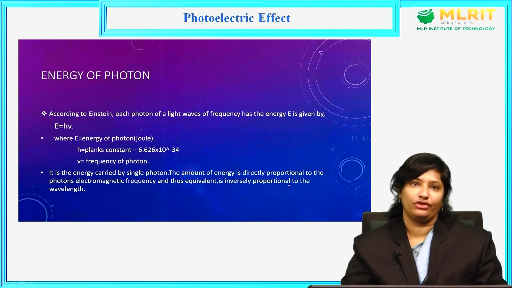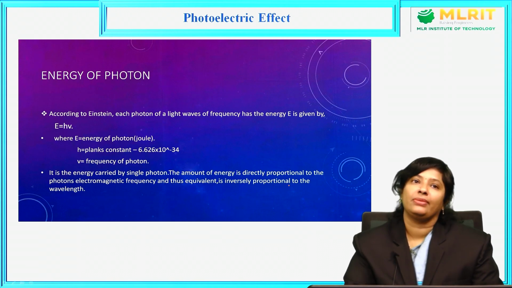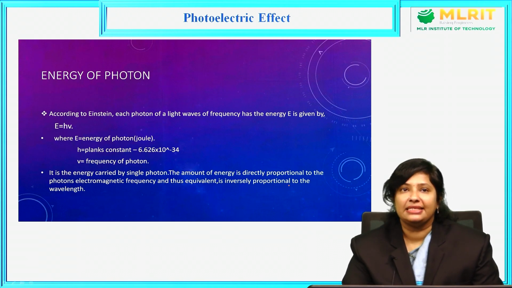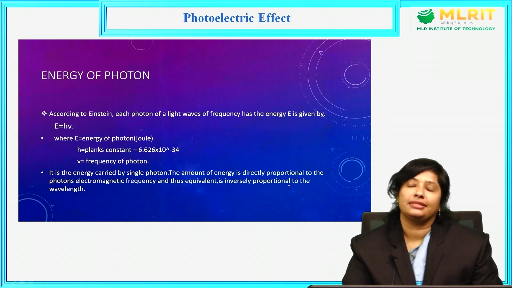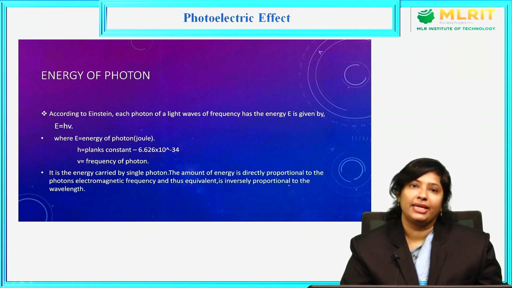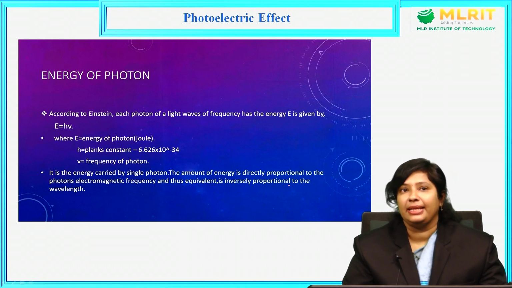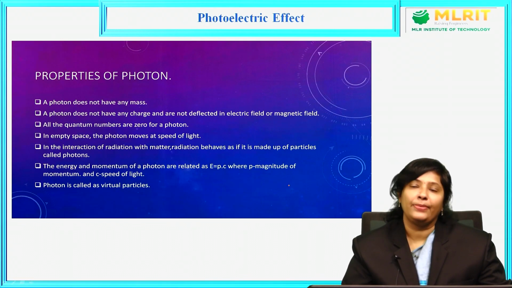Next, energy of a photon. According to Einstein, a photon of a light wave having frequency nu has energy E given by E equals h nu, where E is the energy of the photon in joules, h is Planck's constant whose value is 6.626 times 10 to the power of minus 34 joule seconds, and nu is the frequency of the photon. It is the amount of energy carried by a single photon. This energy is directly proportional to the frequency and inversely proportional to the wavelength.